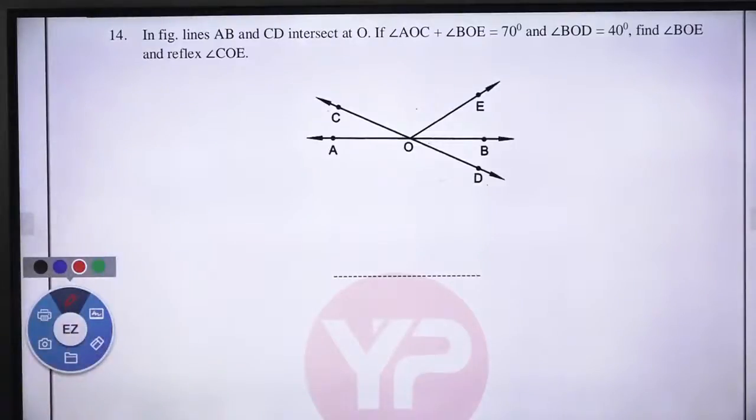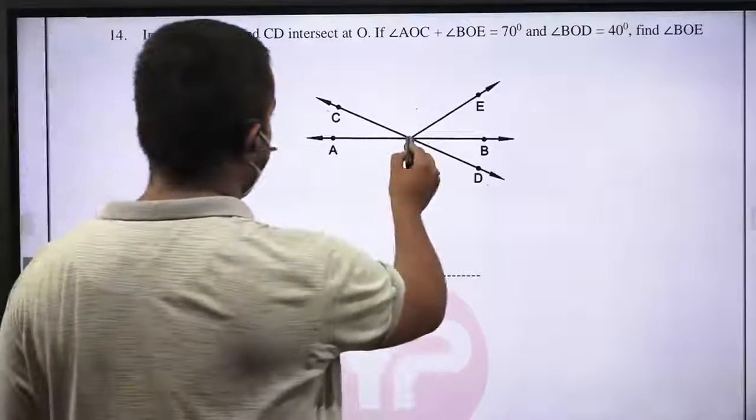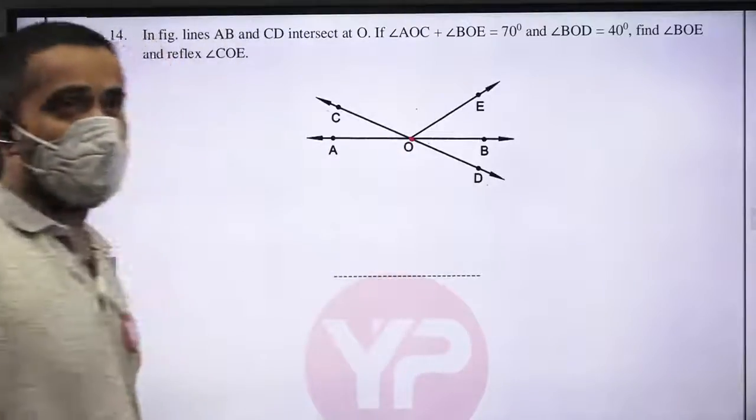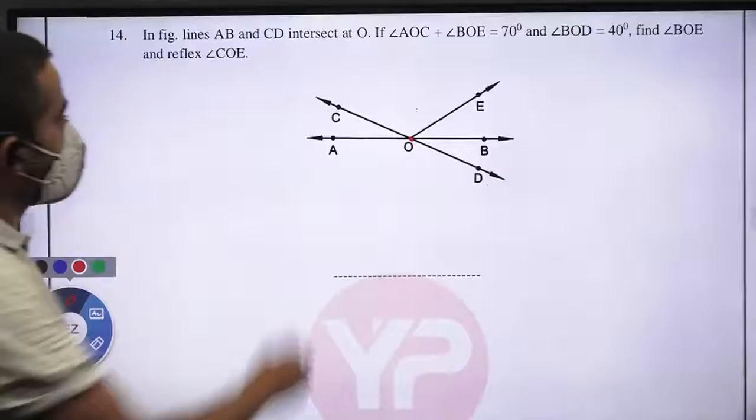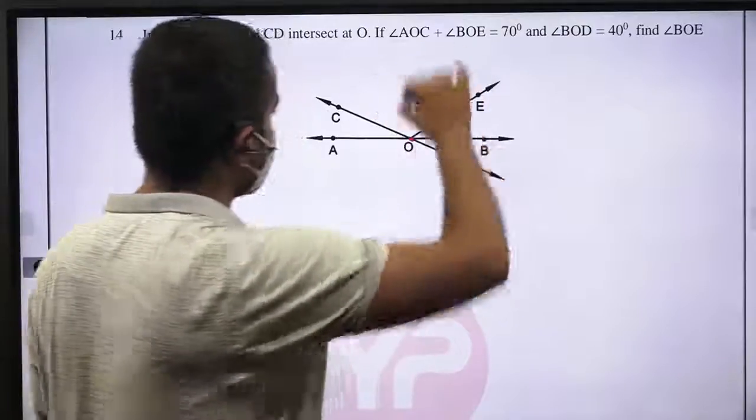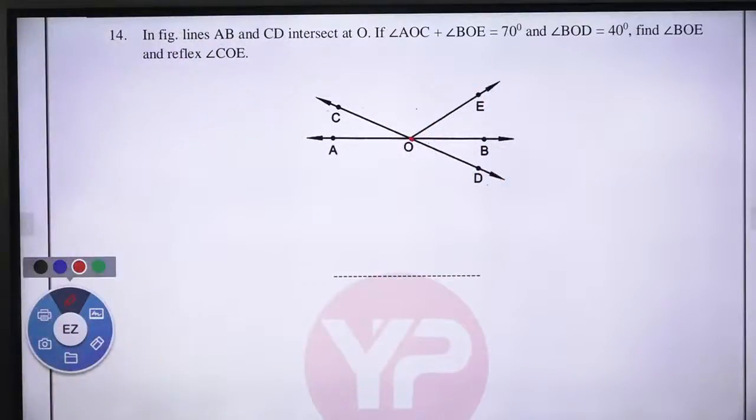AB and CD intersect at O. Again we are having two lines, AB and CD, intersect at O. This is AB and this is CD. Yes or no?